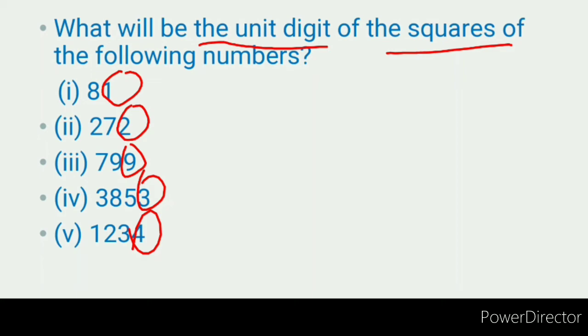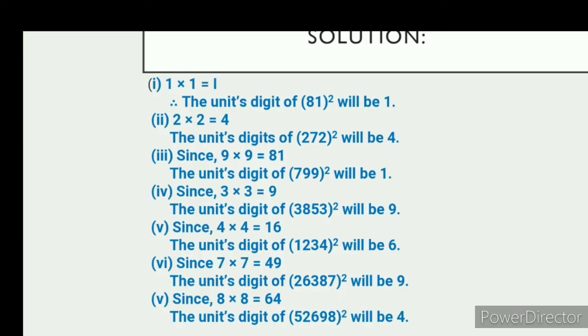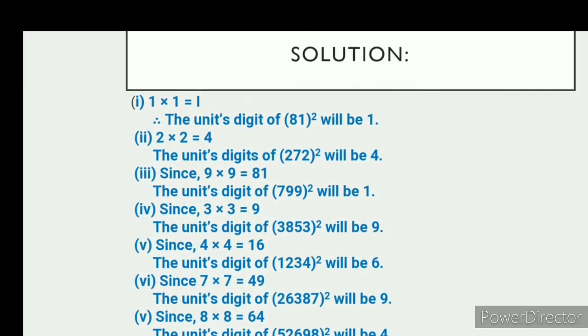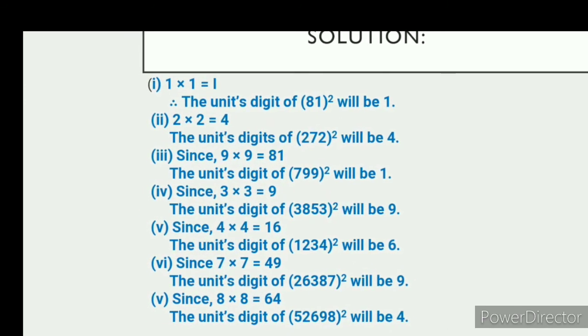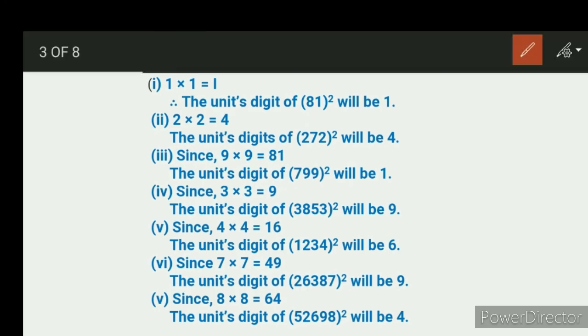The unit digit is only a single digit. Everybody knows the squares of single digits, right? For 81, the unit digit is 1. 1 into 1 is 1. Therefore, the square also has 1 in the unit place. Next number, 272. Its unit place is 2. Its square is 2 into 2, 4. So this whole number's square has 4 in the unit place. Understand? Similarly, we should find it for all the numbers. Copy down this answer.